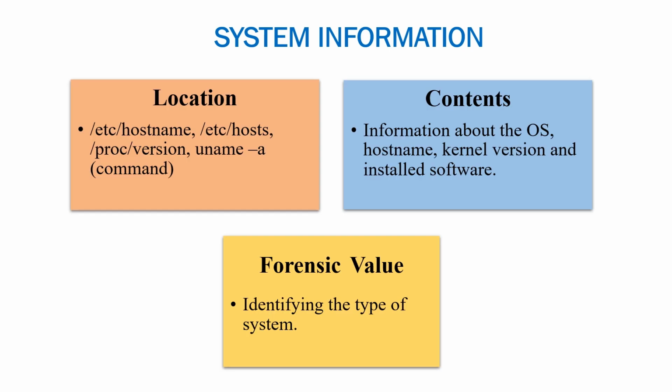So the next artifact is system information. This artifact is located in the etc directory and it contains the details about the system like operating system, hostname, kernel version, and the software installed on the system. In terms of forensics, it is helpful in identifying the type of the system and its capabilities.